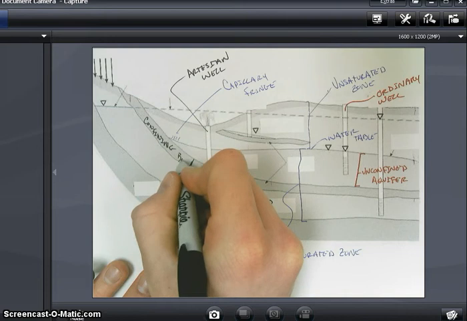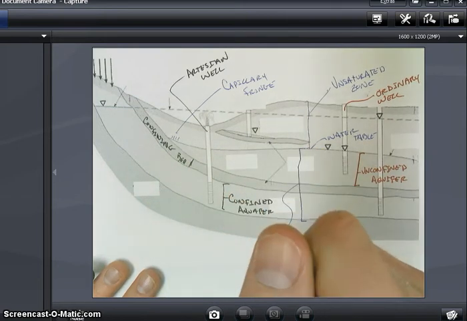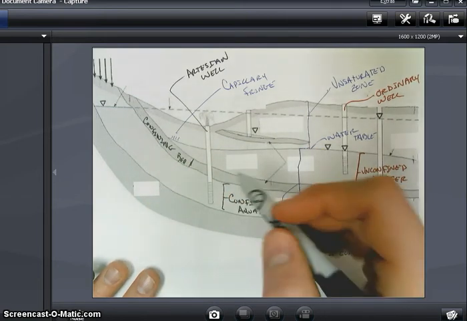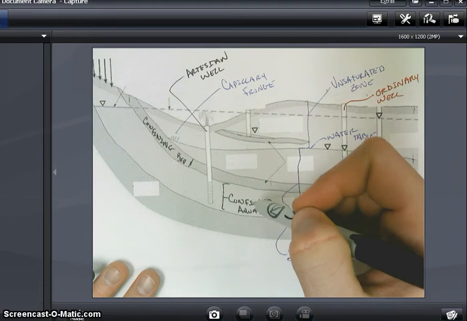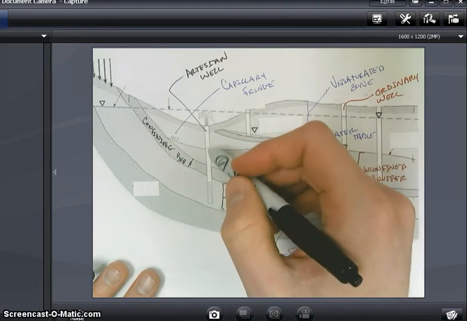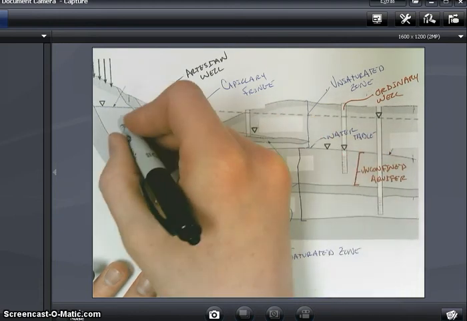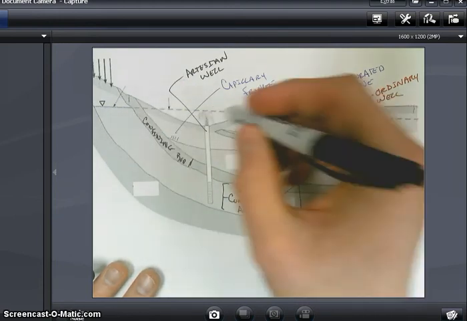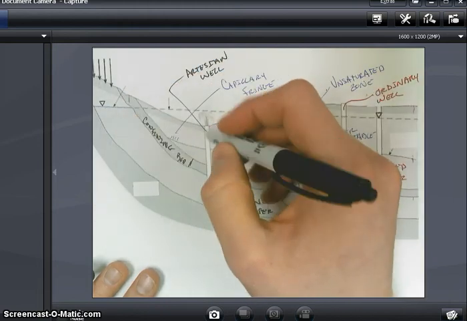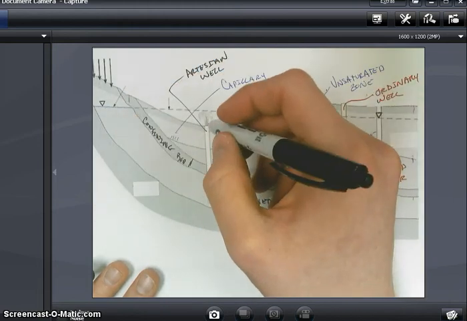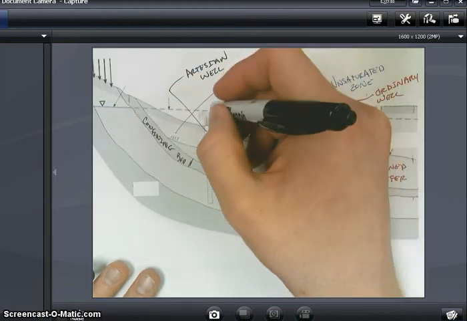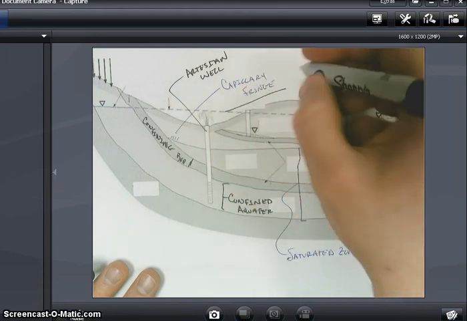bed. Lastly, you can tell that because this is a confined aquifer, the artesian pressure pushes it up and up to this dashed line. Again, remember the level at which a confined aquifer will rise to is the potentiometric surface. So this dashed line is representing the potentiometric surface.